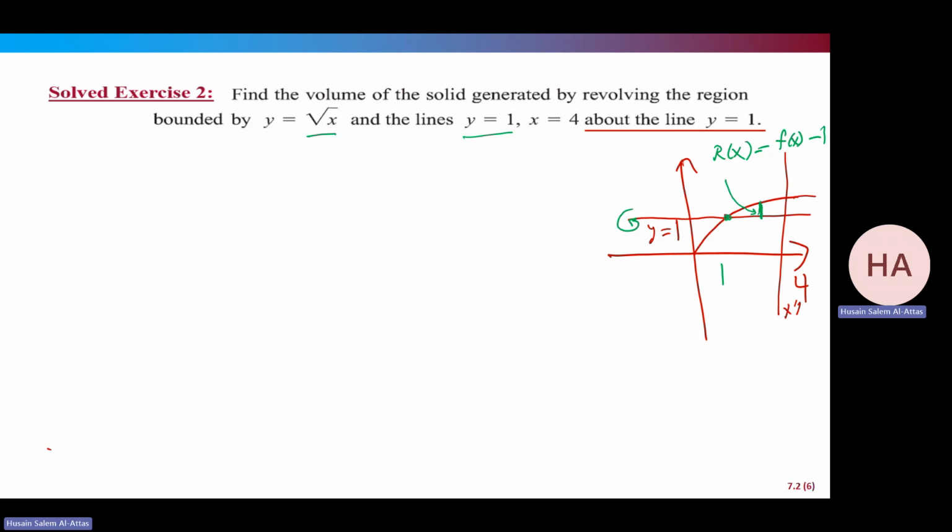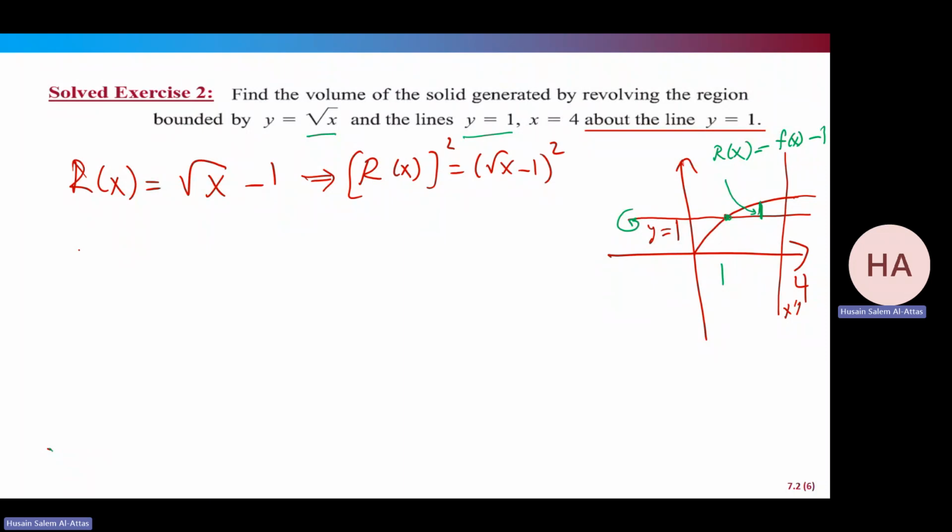So r of x will be f of x minus 1, that will be square root of x minus 1. This is r of x. So what will be the area? I need to find r of x squared, which is (square root of x minus 1) squared. So that will be the volume, with the integral.